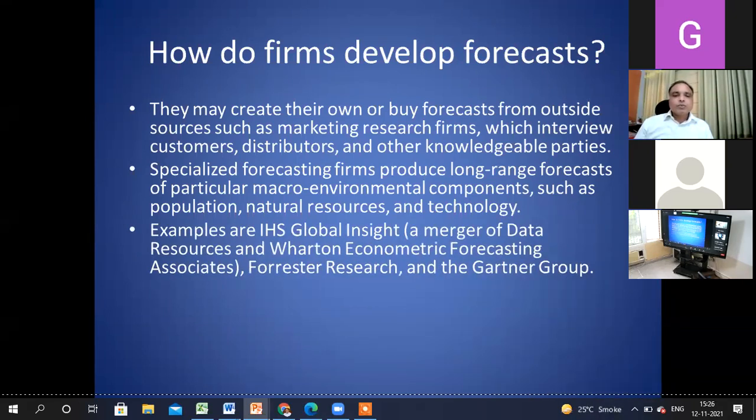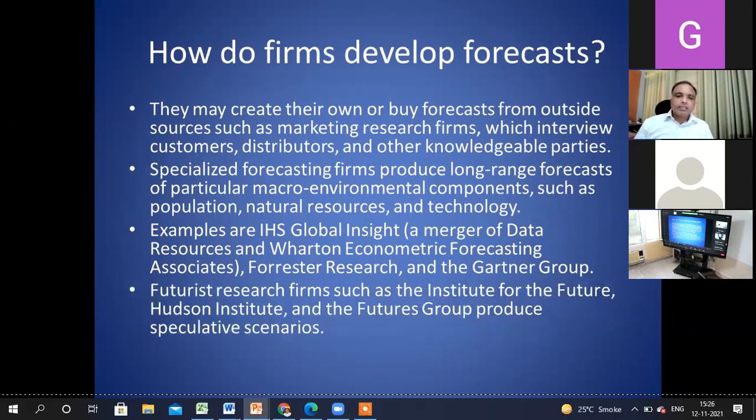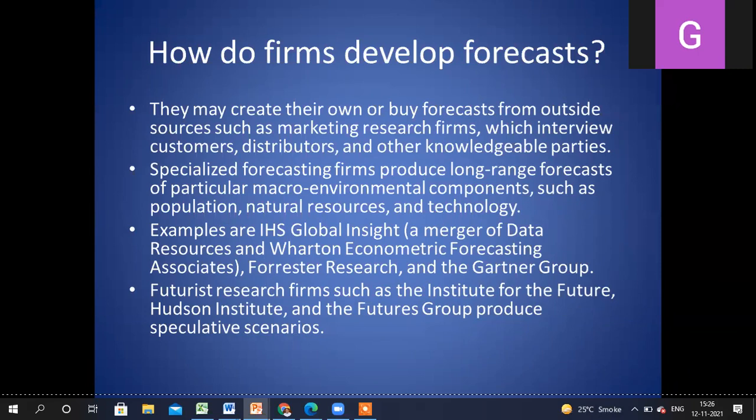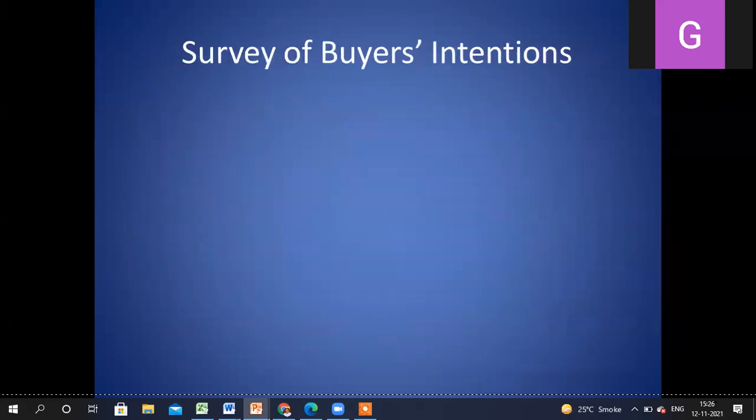So these are Wharton Econometric International Organization, Forrester International Research Organization, and futurist research firms such as the Institute for the Future. In India, we have PwC. In India, we have E&Y, Ernst and Young. These 2 or 3 companies help us to forecast. They help us understand what kind of resources we will be using 5 years down the line, and what kind of technology we'll be using in future.